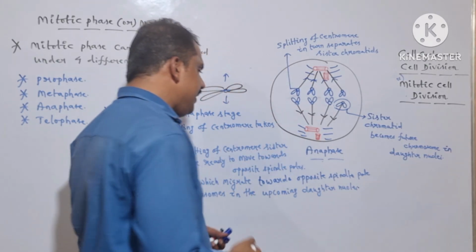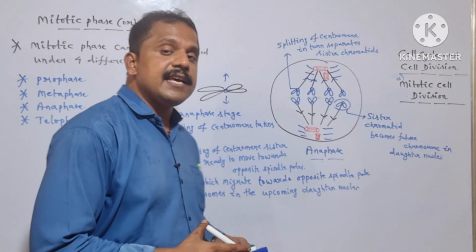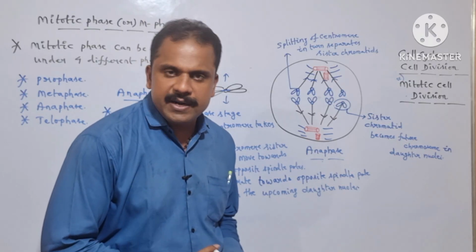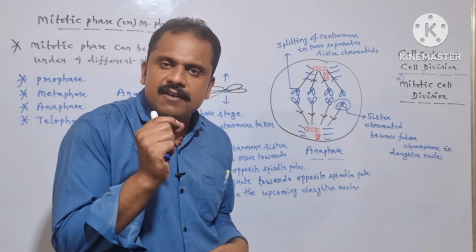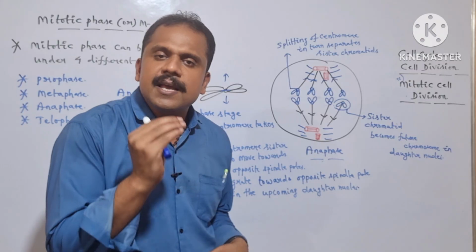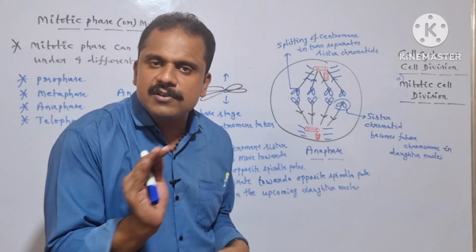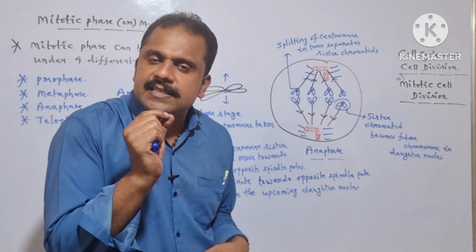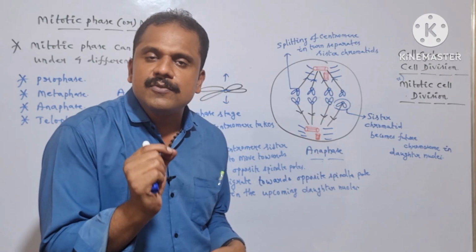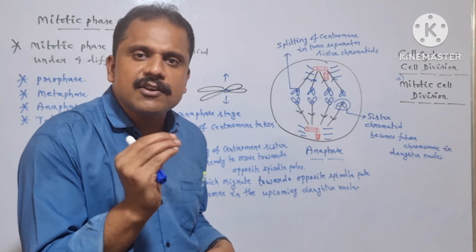We need to understand one of the key points which takes place during the anaphase stage of the mitotic cell division. During the anaphase stage, because of the splitting of the centromere, the segregation of homologous chromosomes does not take place. Instead of the segregation of homologous chromosomes, only the separation of sister chromatids takes place.